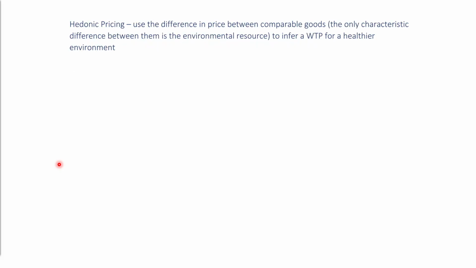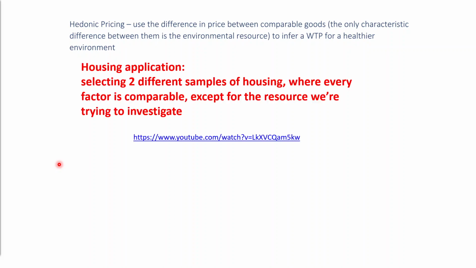The second revealed preference model is hedonic pricing. We'll simply use the difference in prices between comparable goods. For example, this is typically done in housing applications. We will select two different samples of housing where every factor is comparable except for the resource we're trying to investigate.